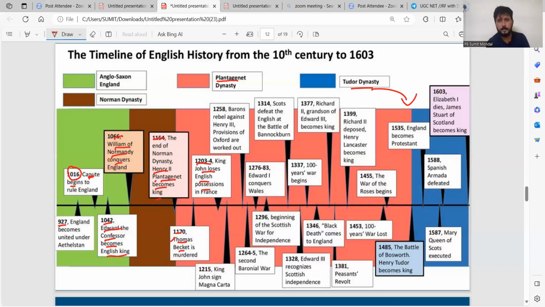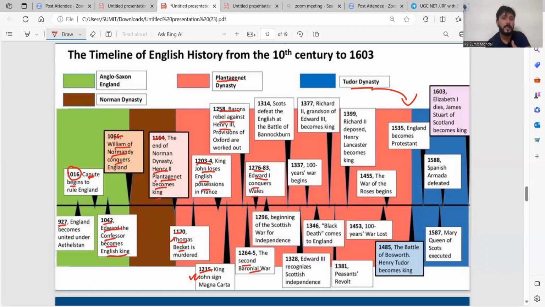But the Tudor dynasty was established, and what is very important is that it was established in the 16th century. Beforehand, the Plantagenet dynasty: 1215 King John signed the Magna Carta, with some other royal forces in Europe. 1258 barons rebel against Henry III, and there you can find the rebellion of the feudals. 1264 the second baronial war happened. Then 1276 Edward I conquers Wales.